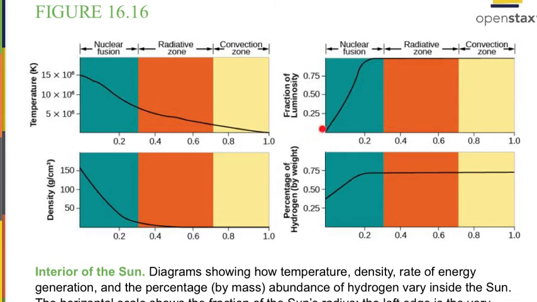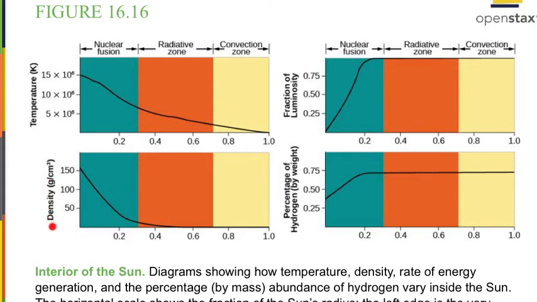This is where the fraction of the sun's luminosity is. Remember, the luminosity is just the energy per second. Notice it's almost all produced inside the core. 100% of it at the top here is already produced by the time you get to the radiative zone. No additional energy is being produced out here. It's all the action happening inside the core.